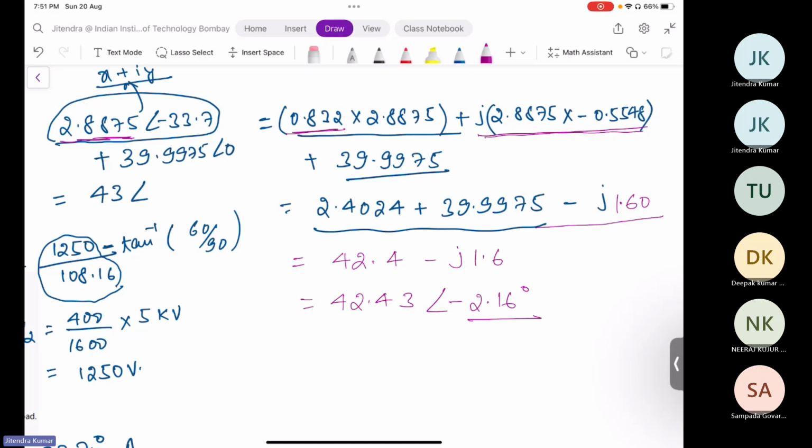So this is very much less compared to 33.7. So you cannot write straightforwardly whatever you have in the real component addition. If you were asked for this power factor angle, then you should calculate it in this manner. Okay, got it?